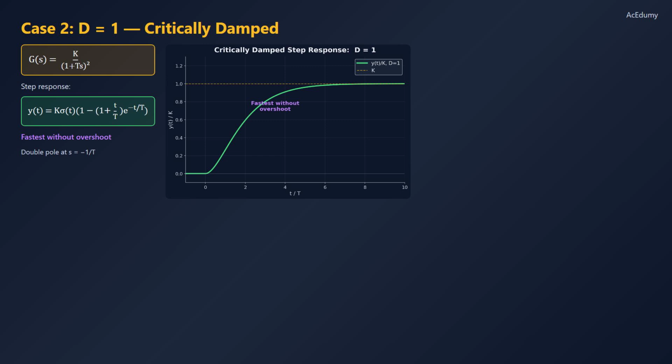When D equals exactly 1, the two poles merge into a double pole at s equals negative 1 over T. The transfer function becomes G of s equals k divided by 1 plus Ts, all squared. The step response is y of t equals k times 1 minus 1 plus t over T times e to the negative t over T. This is the fastest non-oscillatory response. It reaches k without overshooting, but just barely. It marks the boundary between overdamped and underdamped behavior.